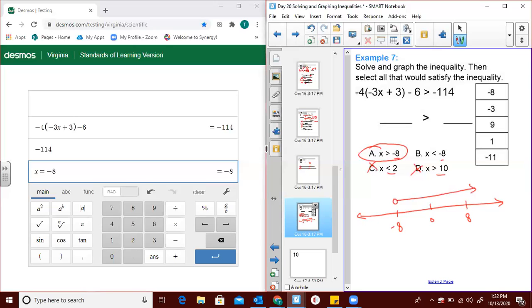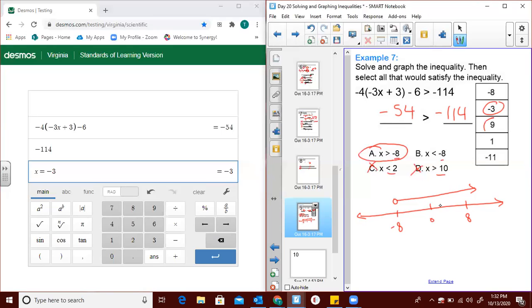Like, well, let me do a negative 3, right? So if I put a negative 3 in, I get negative 54 for my left-hand side, and I get negative 114, and I know that negative 54 is larger than negative 114. So negative 3 is an answer. Or you can read this inequality. I know that 9 is greater than negative 8. It's just bigger than negative 8.